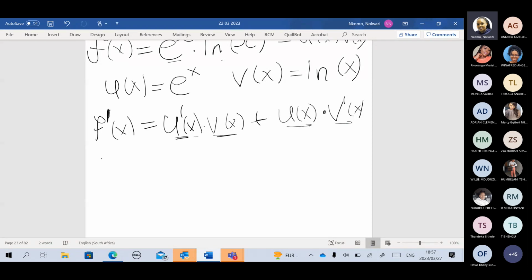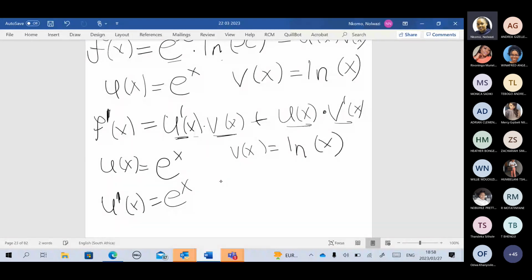Okay, we have u at x equals e to the power x. We need to find u prime at x. Okay, if we differentiate e to the power x, that function remains the same, meaning the derivative of this function will be the same as that old function. So our u prime at x is e to the power x, right? Okay. We said we need v prime at x too. We'll get v prime at x from v at x. We said v at x is equal to ln x, right? Okay. We said the derivative of ln of x is 1 over everything that is in the brackets, which is x, right?